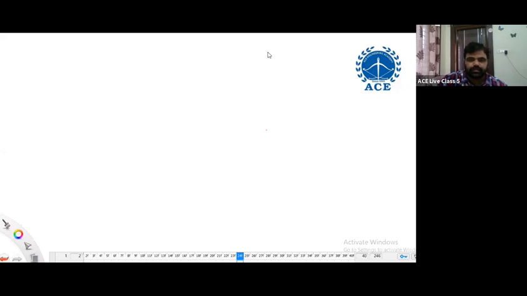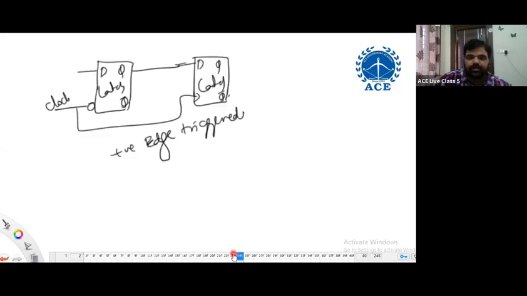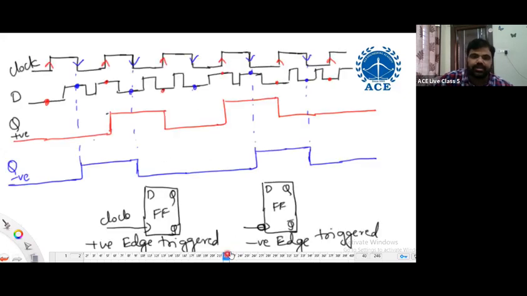We have been discussing sequential circuits. In that we have seen what is the difference between level triggered and edge triggered. Once again, I'm confirming that level triggered is a latch, edge triggered is a flip flop. Using level triggered latches, we have been constructing edge triggered flip flop. We have also seen how to construct edge triggered flip flop using level triggered latches.